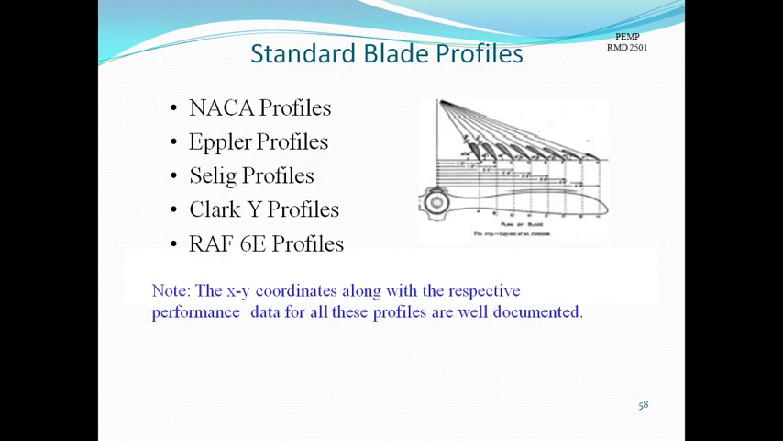And these are some of the blade profiles. Well-established blade profiles are just given here: NACA profiles, Eppler profiles, Selig, Clark-Y. Probably you have heard about Clark-Y. I'm sure that you worked on this Clark-Y. Similarly, NACA profiles, where we have good data about CL, that's lift characteristics, and drag characteristics.